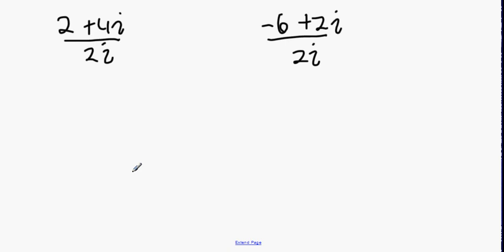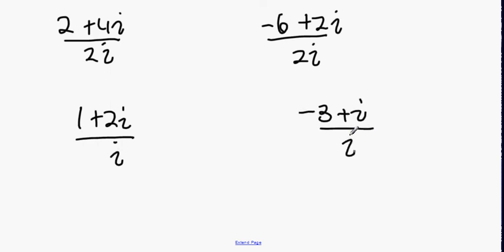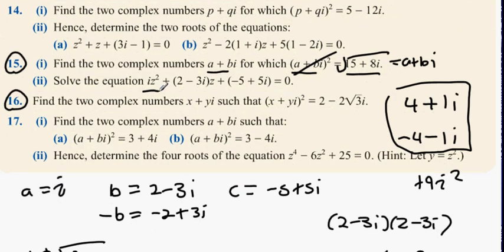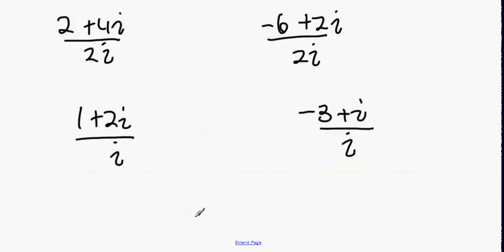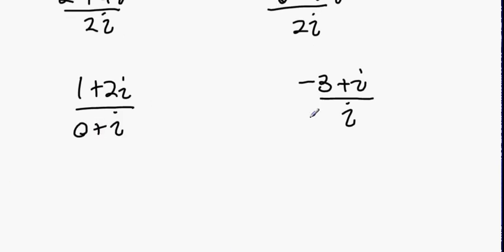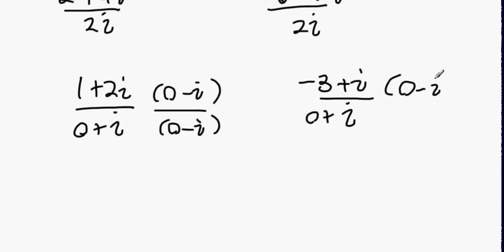Now we can get rid of the 2s, we can divide everything by 2, so we get 1 plus 2i over i, and then minus 3 plus i over i. Now we're not allowed to have i on the bottom, because the question says solve the equation, which usually means in the form a plus bi. So what we need to do here is multiply the top and bottom by the conjugate. The conjugate is going to be 0 minus i, and then multiply it out.